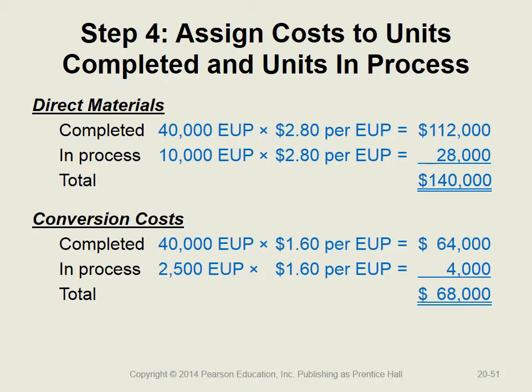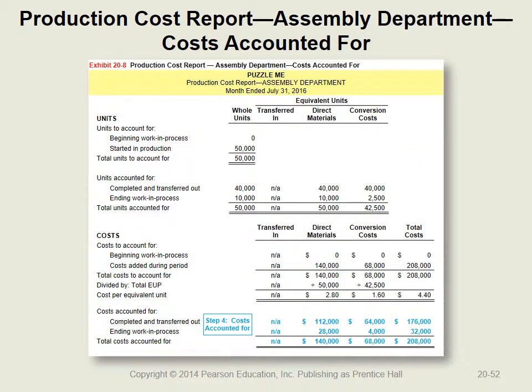This process is repeated for conversion costs. So, this step must be completed 4 times to assign direct materials costs to completed units and the in-process units, and to assign the conversion costs to the completed units and the in-process units. The cost of each input must be assigned to each completed output and partially completed output. Exhibit 20-8 shows the completed production cost report. We've now accounted for all units and costs for the assembly department, and it is time to complete the same process for the cutting department.